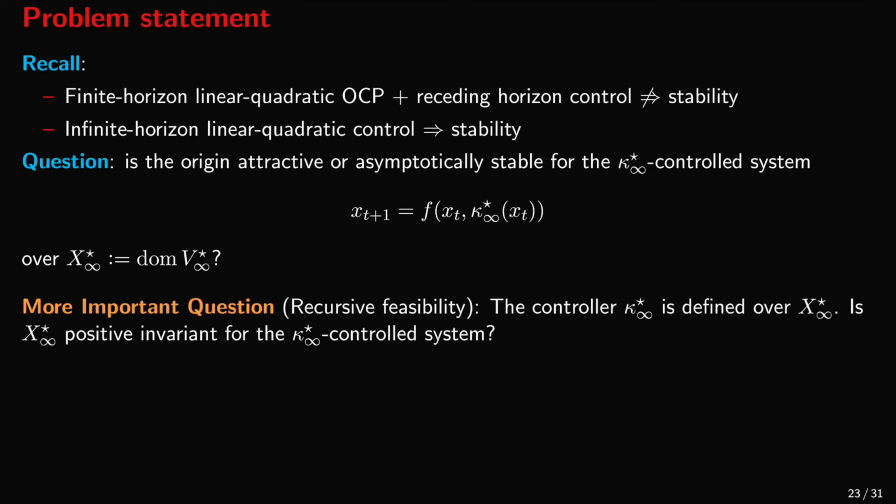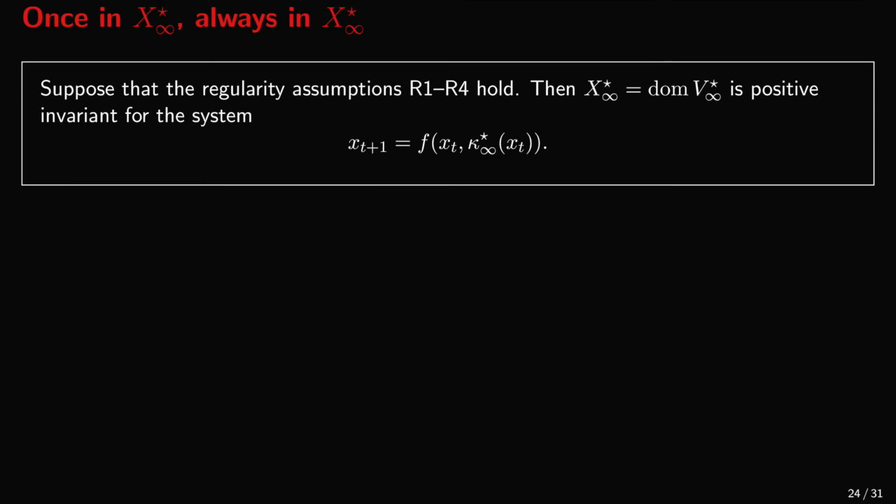But there is a more important question that has to do with the constraints. The controller kappa infinity star is defined over X infinity star. Only if our state is inside X infinity star can the controller be used. We wouldn't want the controller itself to lead the state outside of X infinity star, because if this happens, then the system would immediately fail. The controller wouldn't be able to provide the control action. So we ask whether X infinity star is positive invariant for the kappa infinity star controlled system. And thankfully, the answer to this question is positive.